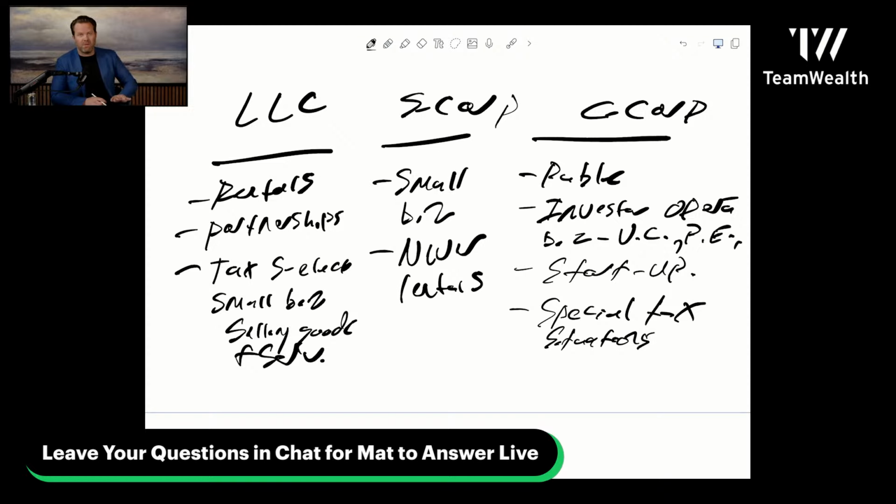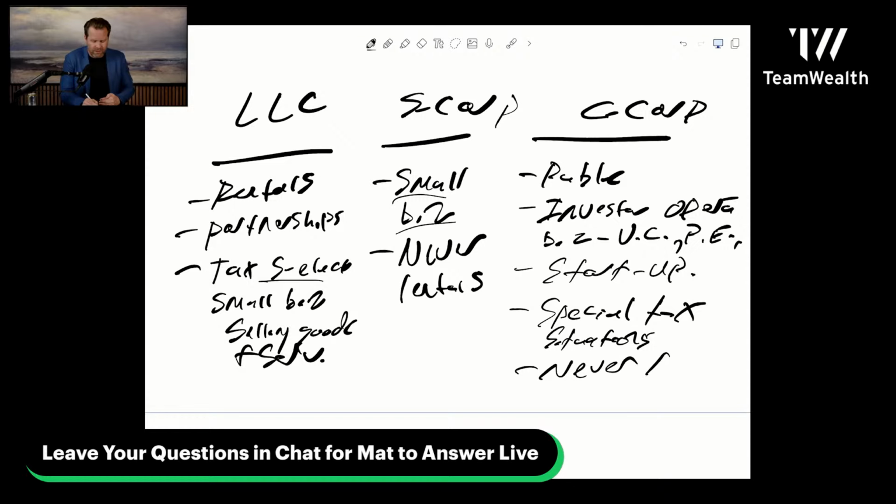LLCs are way more popular, way more flexible, great for partnerships. They're great for rentals. You can do an operating business out of it too, because you can add the S election. S Corps are still very popular because if you know you're a small business selling goods and services, you're going to that structure out of the gate. Just be an S corporation. But then the C Corp, there's not a lot of businesses that are trying to become a public company, right? You should definitely never put a rental, by the way, in a C Corp.